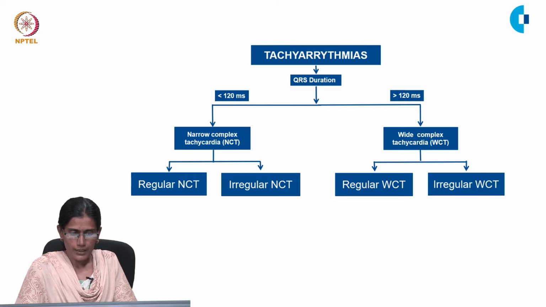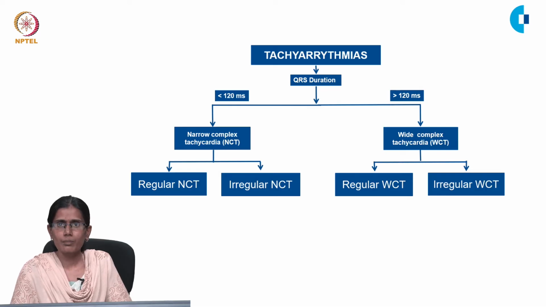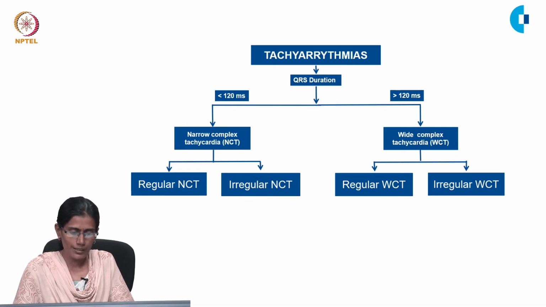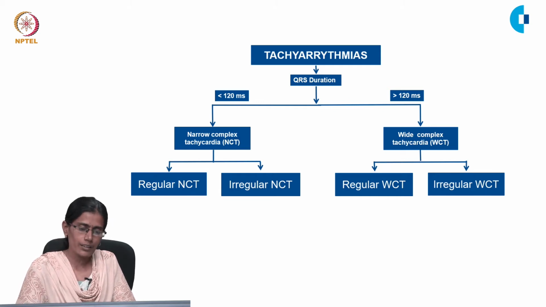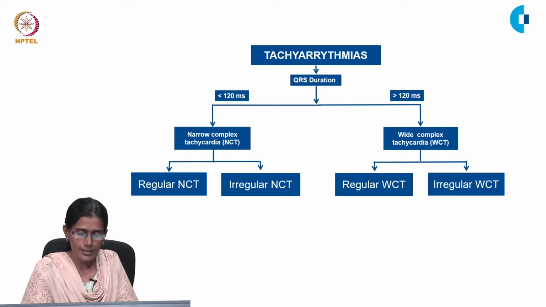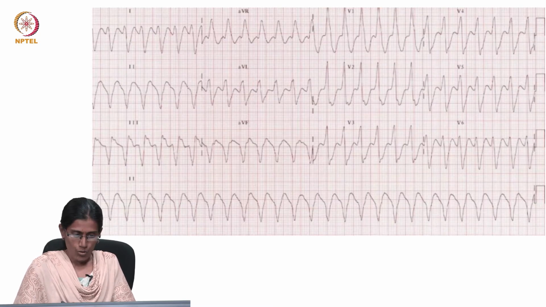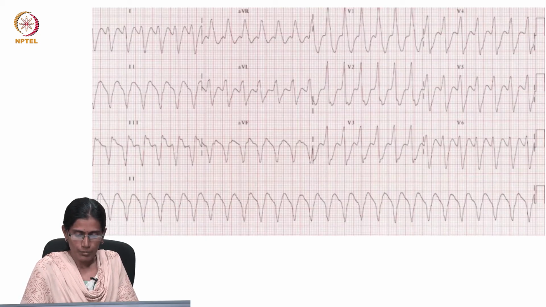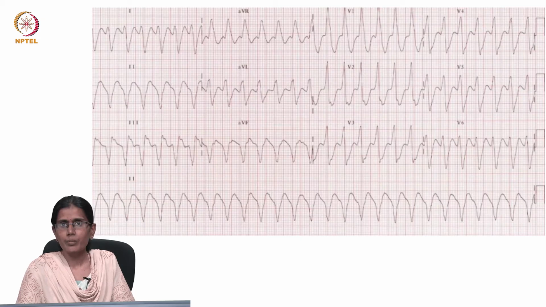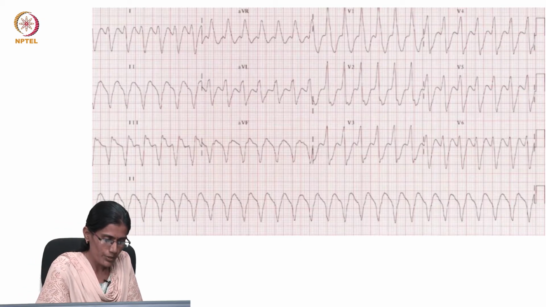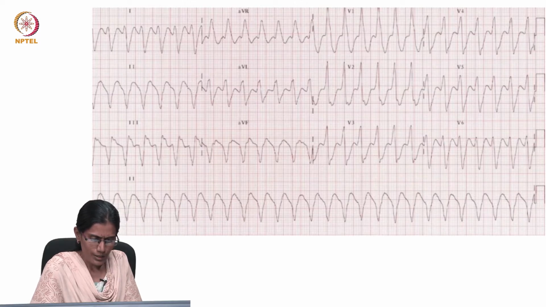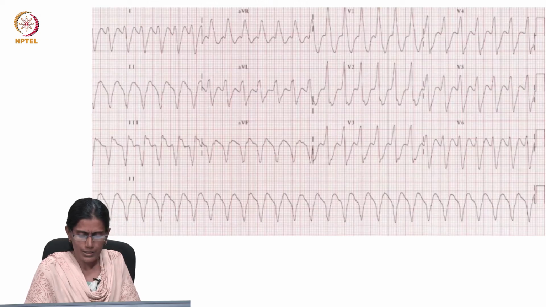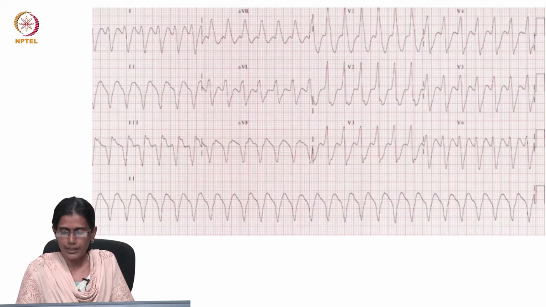These wide complex as well as narrow complex tachycardias are further classified based on the regularity of the QRS complexes. If the QRS complexes occur at regular intervals, we say it is regular NCT or regular WCT. If they occur at irregular intervals, we say it is irregular NCT or irregular WCT. So is this a regular wide complex tachyarrhythmia or an irregular one? In the rhythm strip, we assess the distance between the QRS complexes. They occur at regular intervals, so this is a regular wide complex tachyarrhythmia.